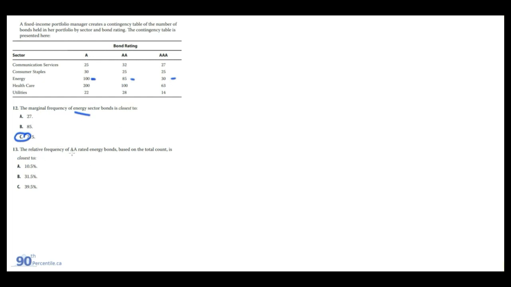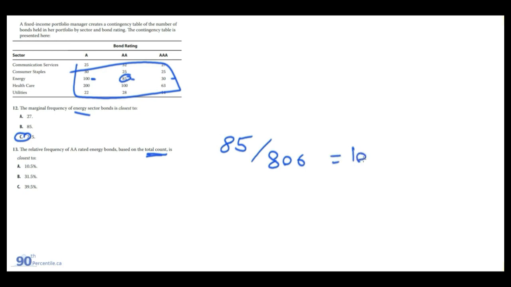Then the relative frequency of AA rated energy bonds based on the total count is closest to which one of these. So we're worried about the relative frequency, so the percentage of the total that AA rated energy bonds represent. So come to the table, we have energy here and AA here, which are 85. So we have 85 AA rated energy bonds versus the total count, which would just be the sum of every single value in this table. Not going to add them one by one, but if you were to do it, you would get 806. And 85 divided by 806 is 10.5%. So your answer is A.